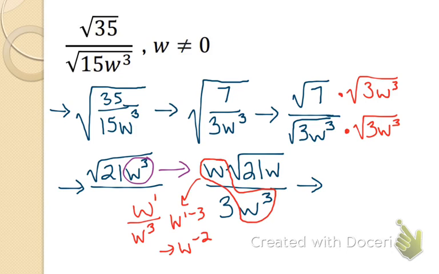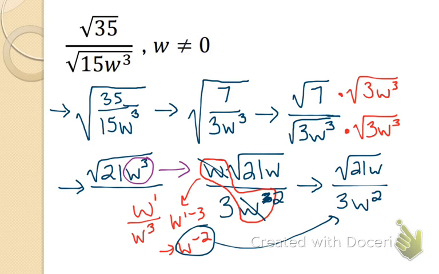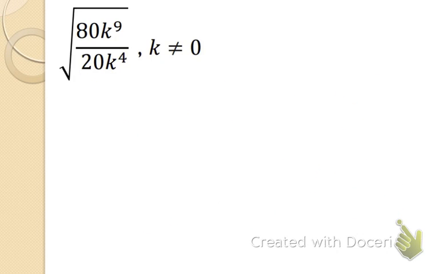So what we're going to do is, this top w is gone. It reduced with one of the w's here. So instead of having 3, now we're down to 2. So now our final answer is square root of 21w with the 3w squared. And you see what I mean? That goes in my denominator. This is our final answer, simplified as much as possible.